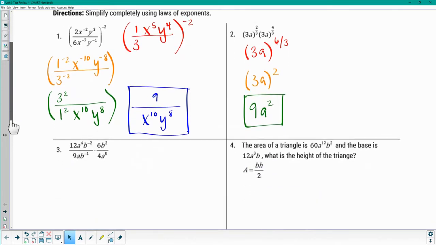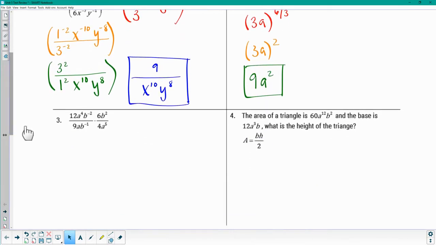For number 3, we are going to go ahead and multiply first. So I have some simplification. I went ahead and did 12 over 4, which became 3 and 1, and 6 over 9, which became 2 and 3. Did some multiplication. I got 3 times 2 is 6, a to the fourth, b to the negative 2 times b squared cancels out, and 3 times 1 is 3.